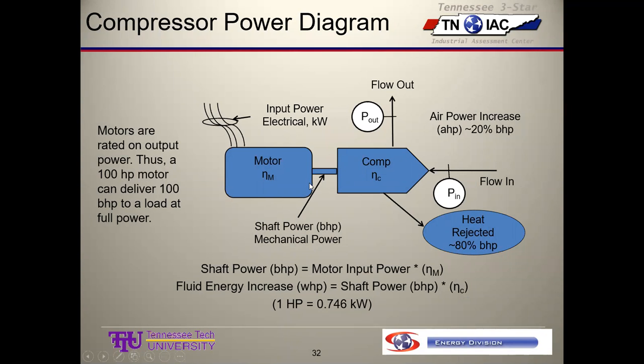So this shaft brake horsepower times the efficiency of the compressor would be the increase in air energy from the inlet to the outlet. And we say that's roughly 20% of the brake horsepower that comes into the compressor actually appears in the air after we cool it down, and we typically reject that 80% of the heat to the environment.